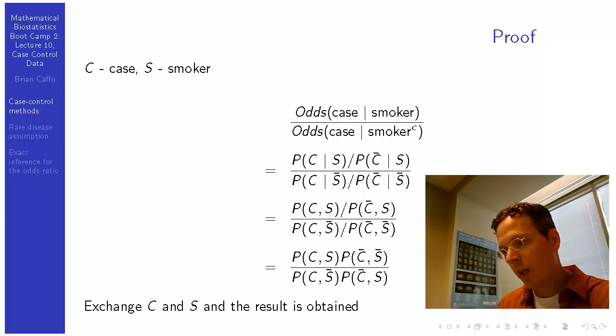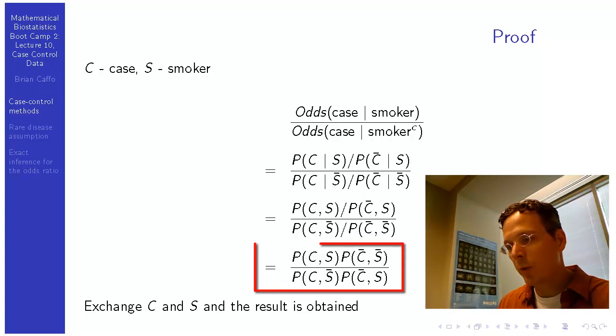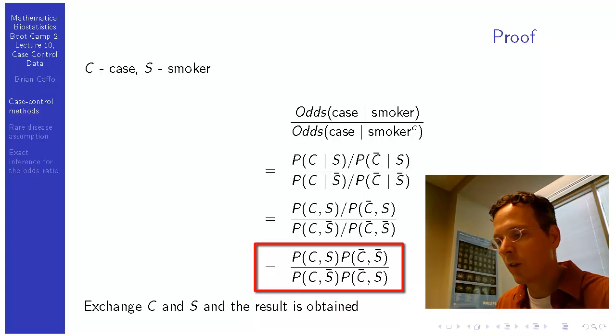So here I carry through the calculation, and look, this works out to be the probability of being a case and a smoker times the probability of being a not case and a not smoker divided by the probability of being a case and a non-smoker times the probability of being not a case and a smoker. So it's sort of like the probability cross-product ratio. The probability of caseness and smokerness times the probability of being not case and non-smoker divided by the off-diagonal probabilities.